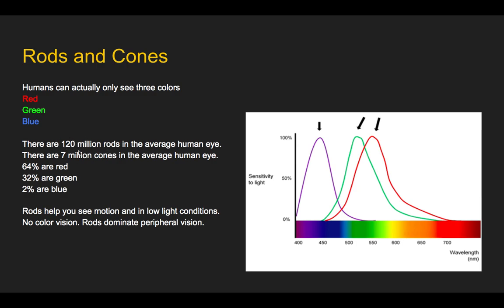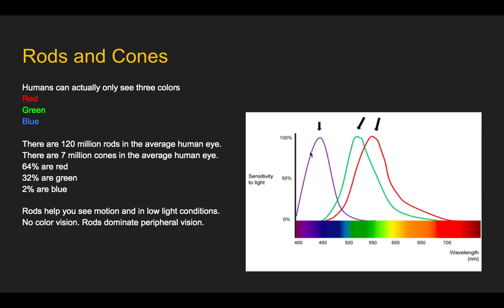Yeah, as I said, there are a lot more rods. You have 120 million rods in your eye and only 7 million cones. And here's the distribution of how much you have of each color. Here's what I mean by them being receptive to different wavelengths or different frequencies.